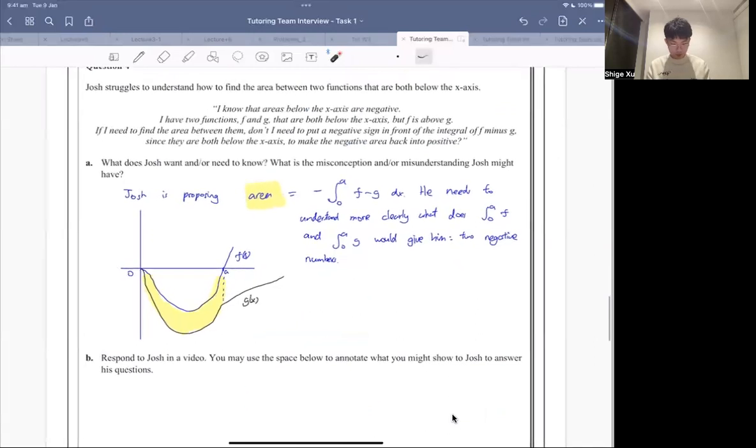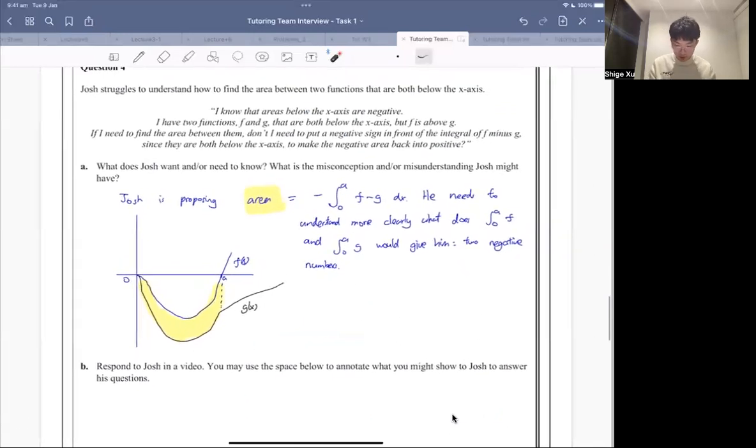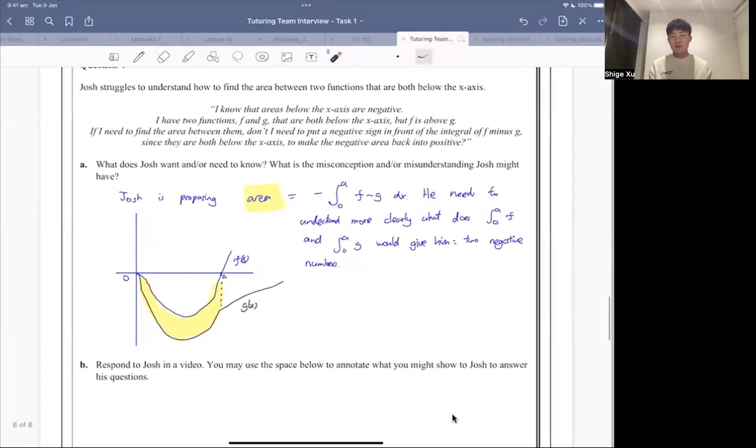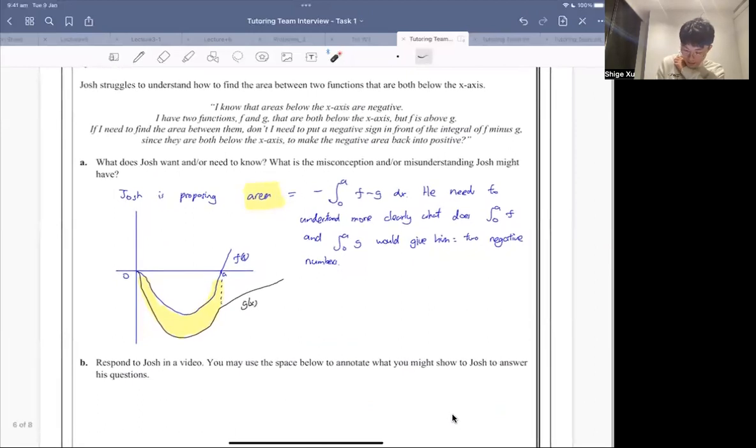Now we move on to question 4. Question 4 looks at integration for areas for functions that's below the x-axis, and we're looking for the area between two functions. I think Josh is proposing that the highlighted area is equal to negative integral from 0 to a of f minus g dx. I think that's what he's thinking.